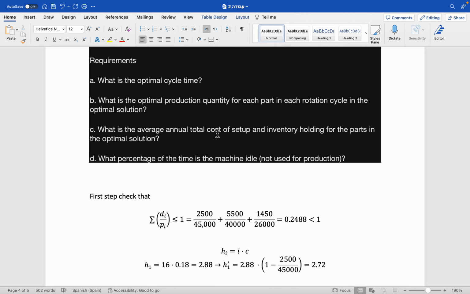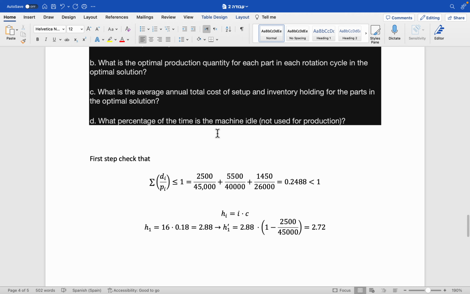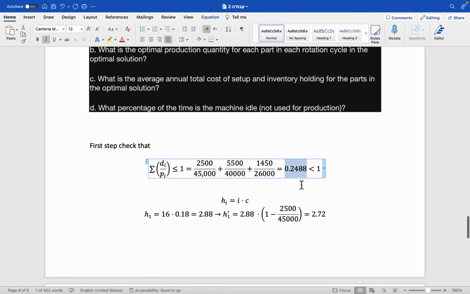So as in the last video, it's really easy. We just sum all the demand divided by the production rate, and we get 0.2488, meaning we can actually produce it.